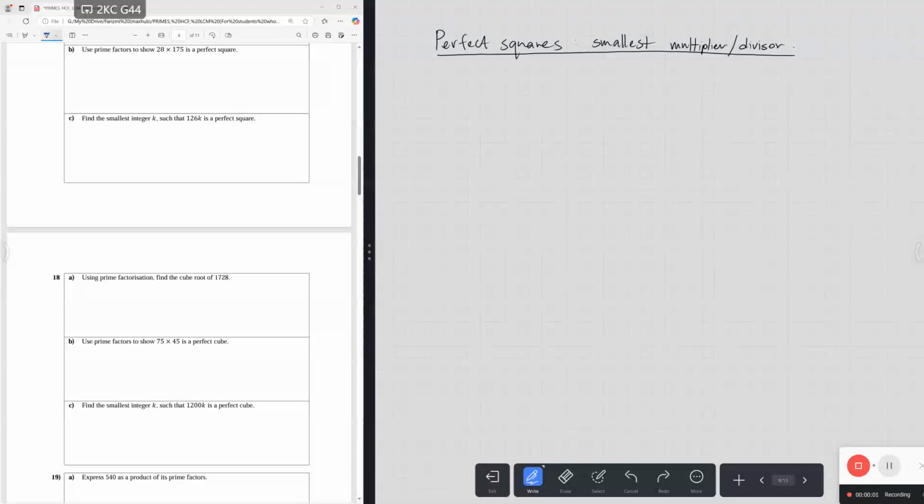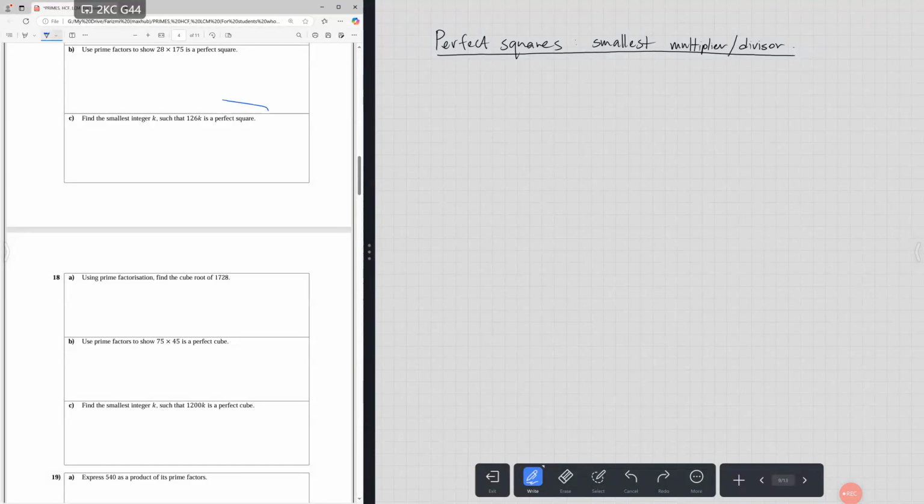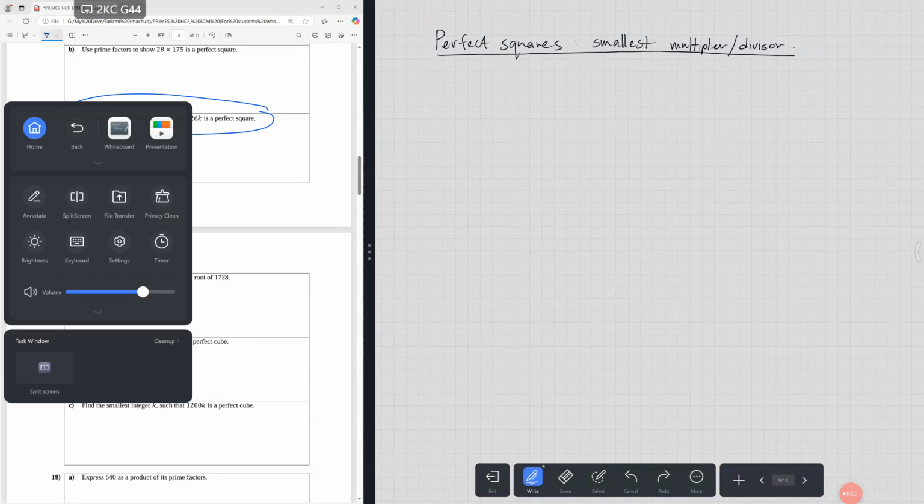Hi everyone. In this section, we'll be going through questions such as these here. Find the smallest integer k such that 126k is a perfect square. Let me transfer the question first.